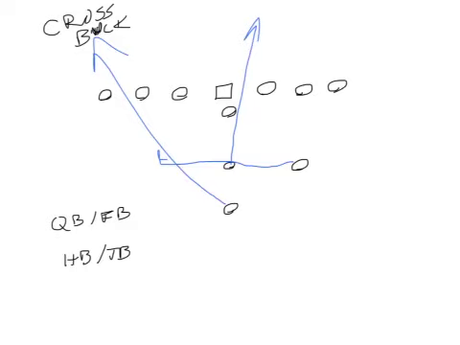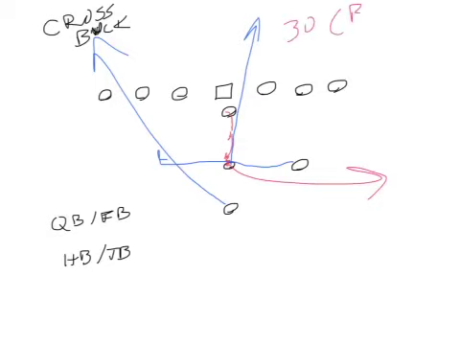Now, as this happens, the quarterback is going to reverse out, act like he's giving the ball to the fullback, turn around real quick, act like he's giving the ball to the halfback, and then run as hard as he can over here. So if we were to do this, the line doesn't have to know anything that's going on any different.